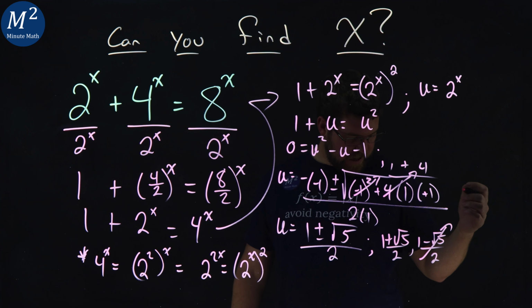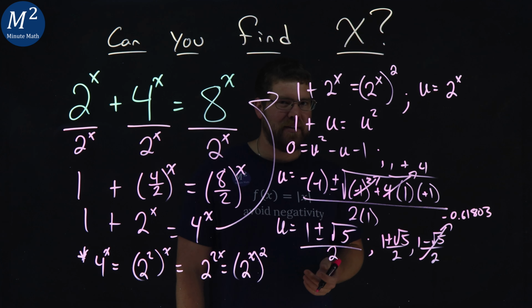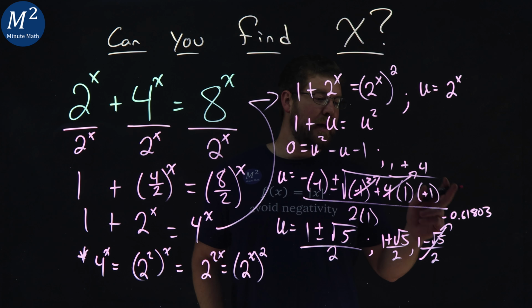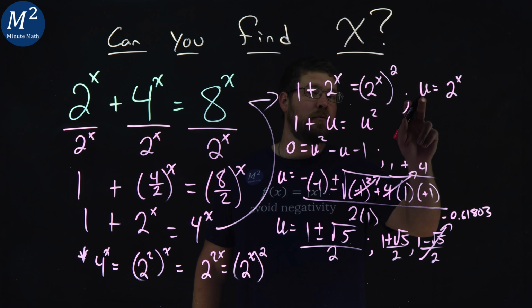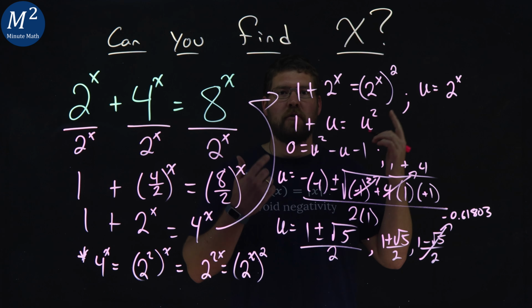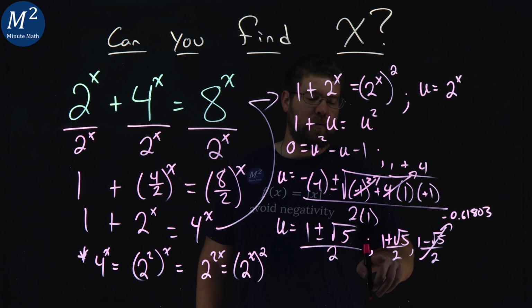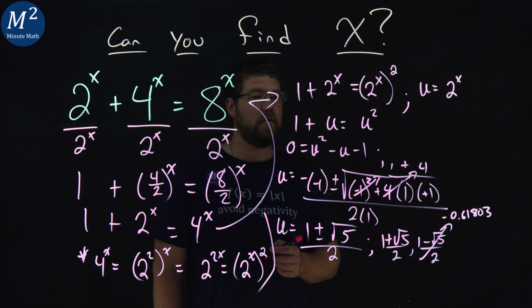When you take the decimal of these, the second one becomes a negative number. What is it? Negative 0.61803. And we can't have a negative number. But why can't u be negative? Well, u is equal to 2 to the x power, and that's impossible. That's a negative number. Can't have a value for x that causes that to happen. So ignore that. We just deal with our only good solution right here: u is equal to 1 plus square root 5 over 2.